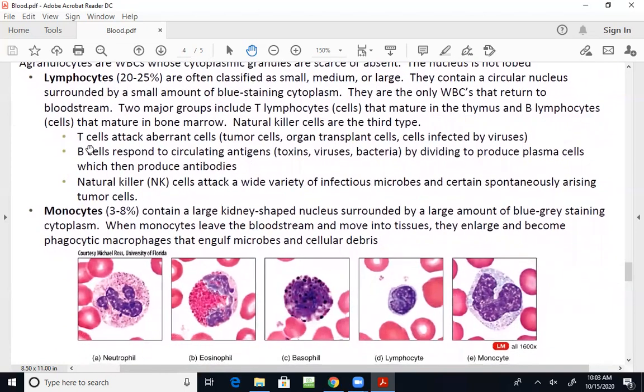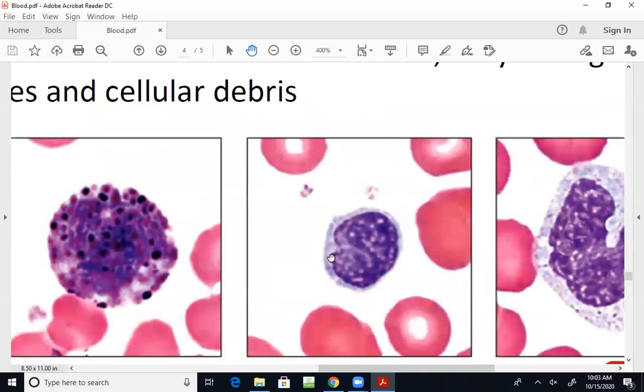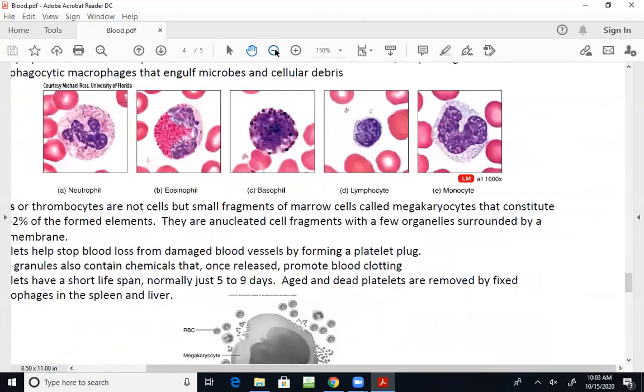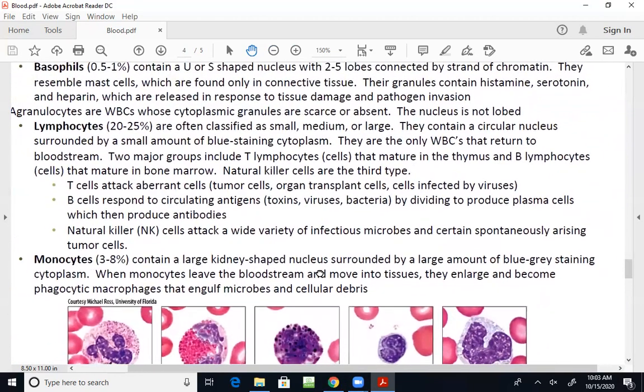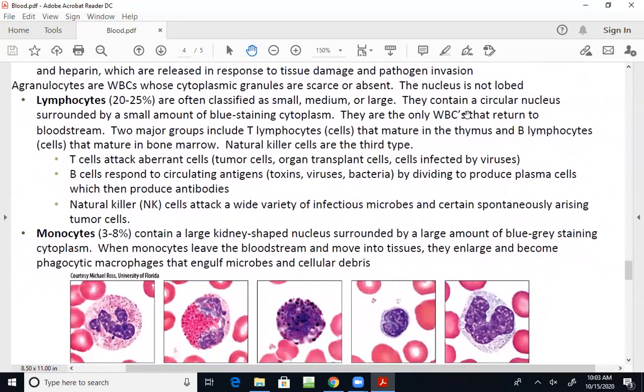So let's talk about lymphocytes. About 20 to 25%, often classified as small, medium, or large, they contain a circular nucleus, and that nucleus is basically going to occupy the entirety of the plasma membrane. If I zoom in, that's the purple here in our picture. There's just a very little bit of cytoplasm surrounding it, so the nucleus makes up a big portion of the cell. Something very important is that they're the only white blood cells to return to our bloodstream.